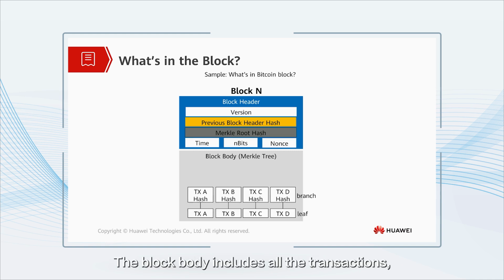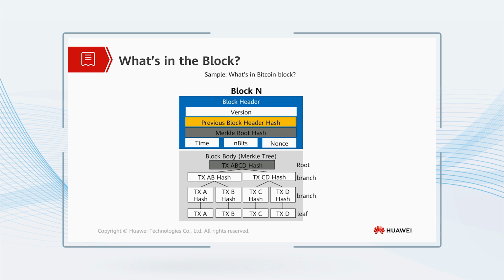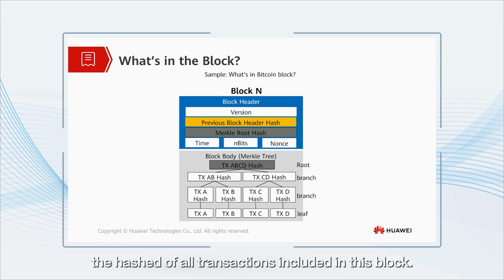The block body includes all the transactions, which are organized in the form of a Merkle tree. Every transaction, which is the leaf of the tree, is labeled with the hash of the transaction, and every branch of the tree is labeled with the hash of its child nodes. The Merkle root hash is derived from the hash of all transactions included in this block.